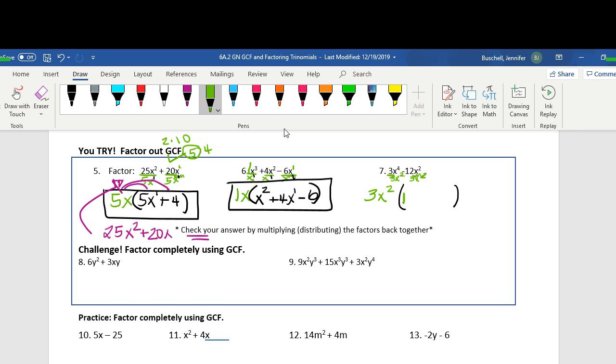So 3 divided by 3 is 1. X to the fourth divided by x squared is x squared. Negative 12 divided by 3 is negative 4. X squared divided by x squared, well, is 0. So we are going to stop there.